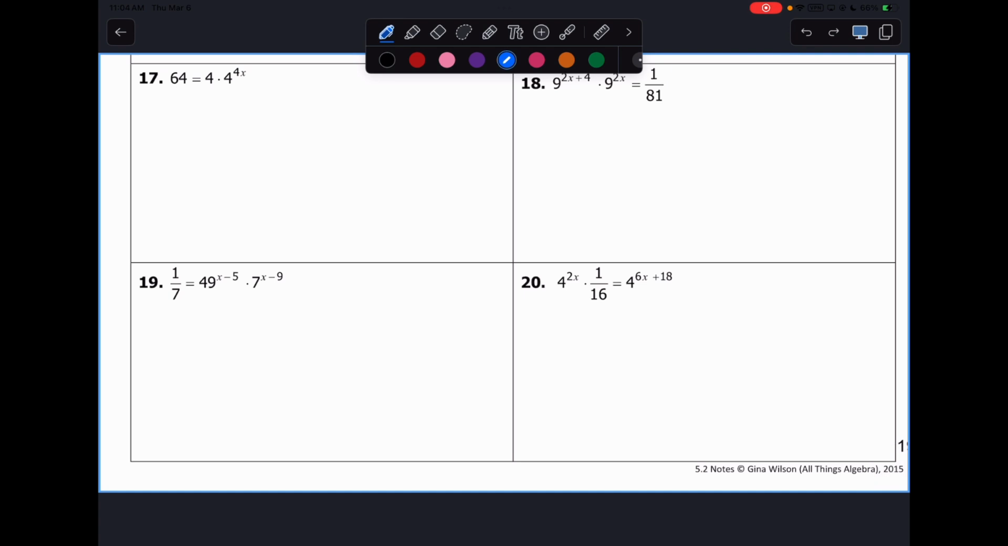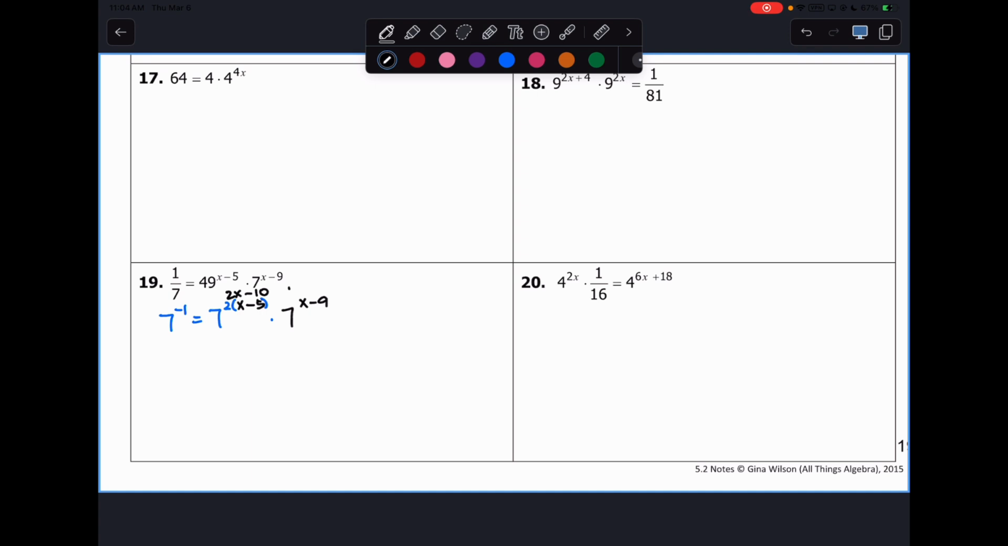All right, ready? Everybody needs the same base. 1/7. How do we write that as? Perfect. 7 to the negative first power. What about 49? 7 to the second power. We're going to multiply what's already there, x minus 5. And then multiply that with 7 to the x minus 9 power. 2 times x, 2x. 2 times negative 5. So we got 2x minus 10.